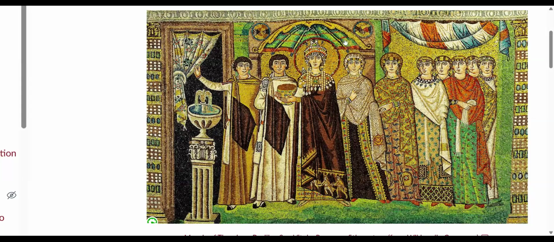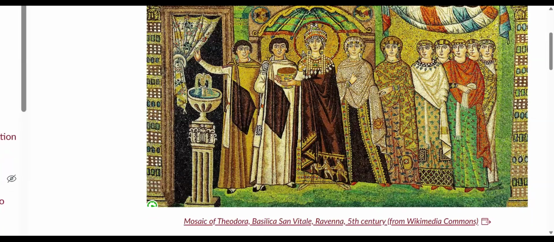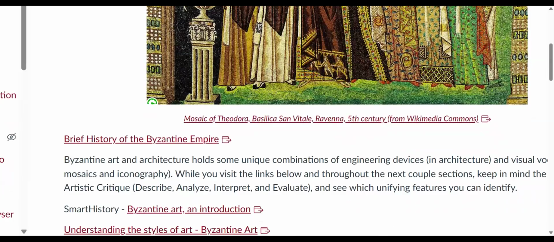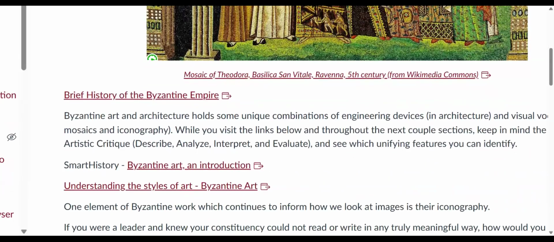One of the reasons why domes are used in churches is that they represent the expanse of heaven. So not only is Theodora inside of a church, but this dome also emphasizes her connection to heaven. Her divine right to rule as empress. I think that's pretty amazing. So there's a lot of information there.